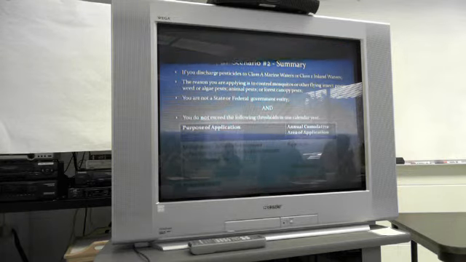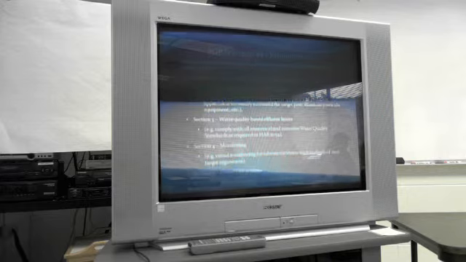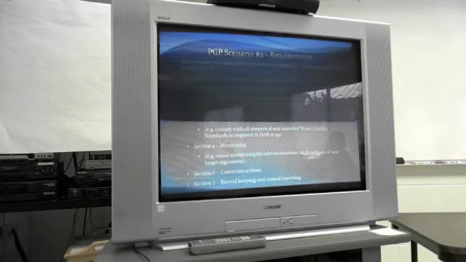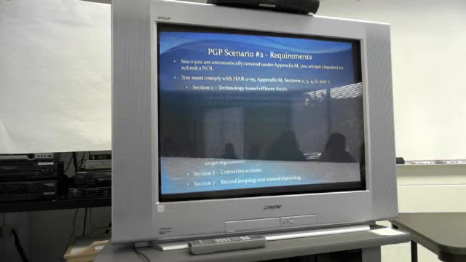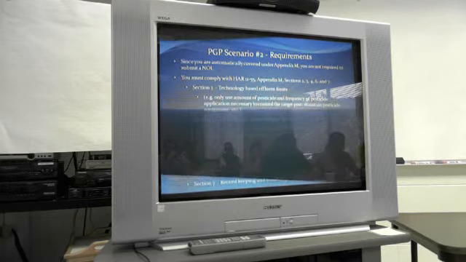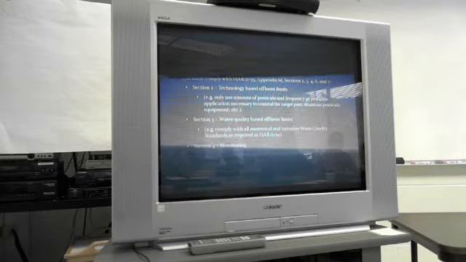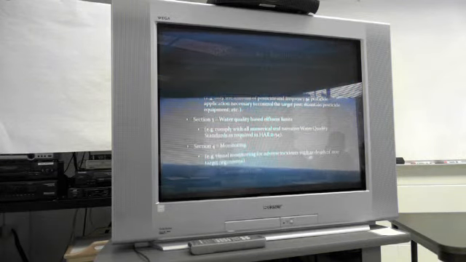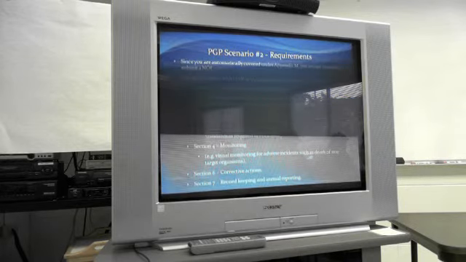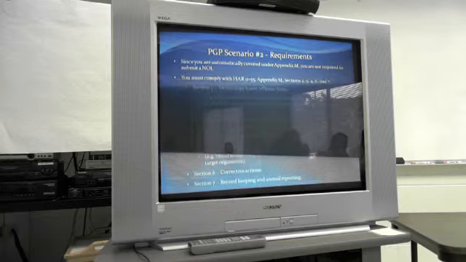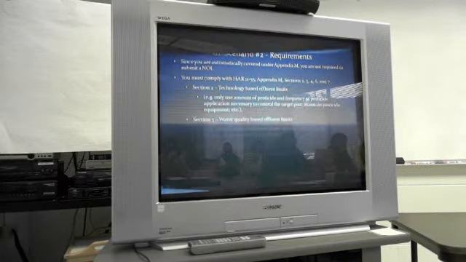Since you are automatically covered under the PGP, you are not required to submit a notice of intent. You must still comply with HAR 11-55 Appendix M, Sections 2, 3, 4, 6, and 7. Section 2 is the technology-based effluent limit. For example, you may only use the amount of pesticide and frequency of pesticide application necessary to control the target pest. You must maintain the pesticide equipment, etc.